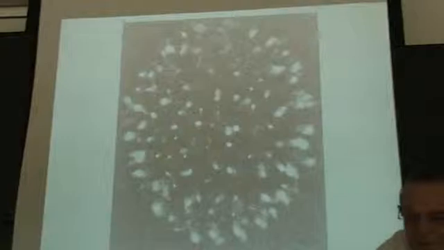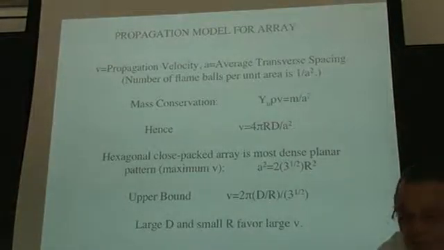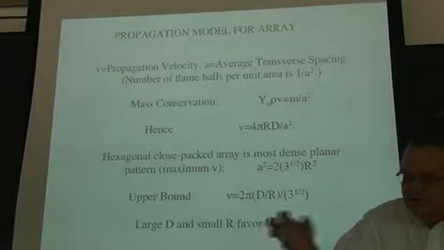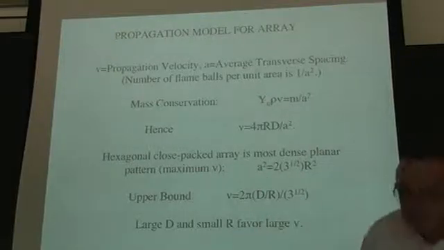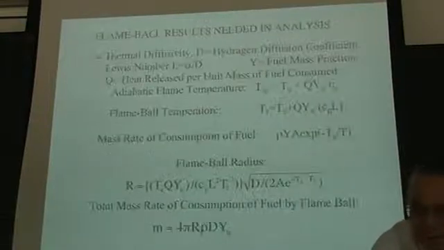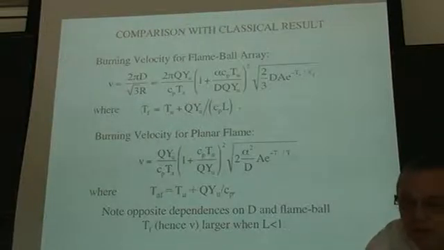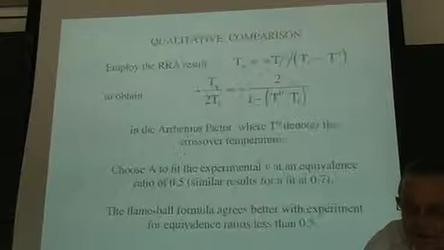The reason is flame balls, and so a flame ball can be used as a model in an extremely lean case. I'm suggesting instead of a propagating front, a propagating group of flame balls, and you can do mass conservation for that. The flame ball radius, classical activation energy asymptotic results for flame ball radius, burning rate of the flame ball, comparison with classical.